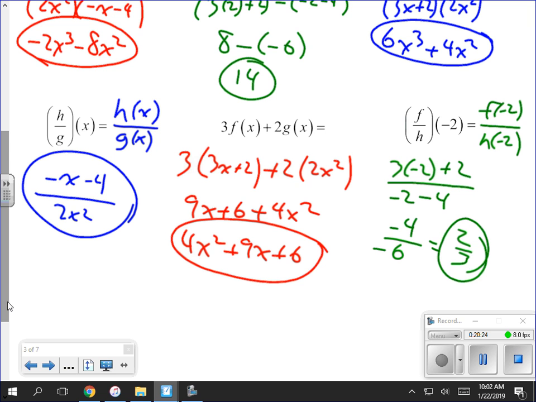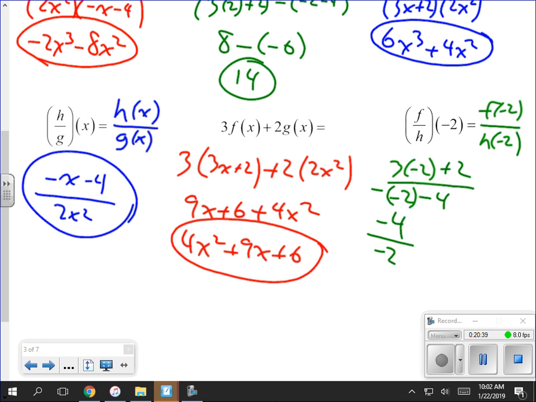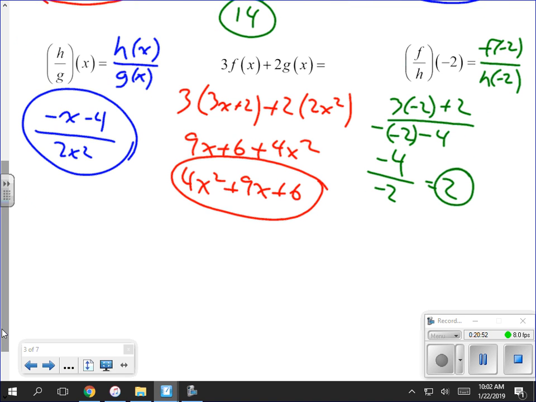Oh! Thank you for catching it quickly. Negative 4 over, that should be a negative 2, which means that I have negative 2 here, which gives me positive 2 for my answer. Better? Yeah, everybody screws up once in a while. It's what you do after you screw up that counts.